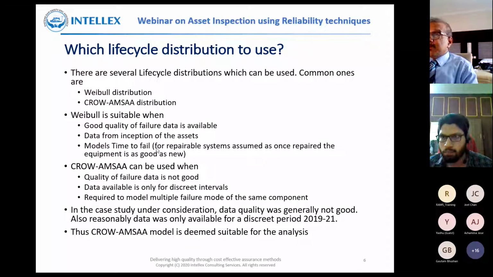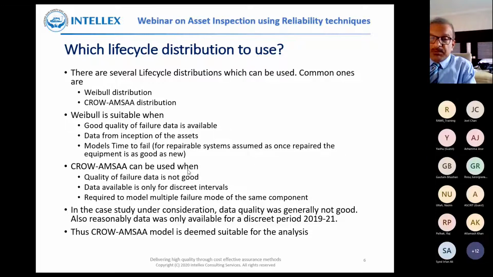Then Weibull models time to failure, so it is meant for non-repairable systems. Suppose you have a population of assets installed, for example relays, and after a failure you're not going to repair it. You just replace it with a new one. So you can do it for a population of relays, and if the majority of them start failing frequently, that means the shape factor is bad. Then you go for the whole replacement. That's the kind of analysis you would do.